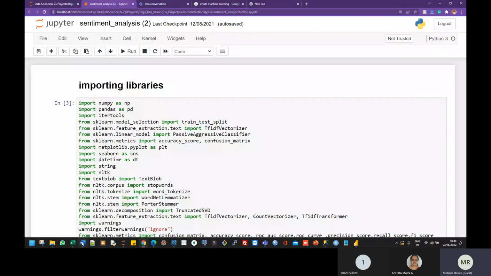I'm just giving you a gap. I'm just interacting. It's just a gap. I'll start the next project again. Okay.